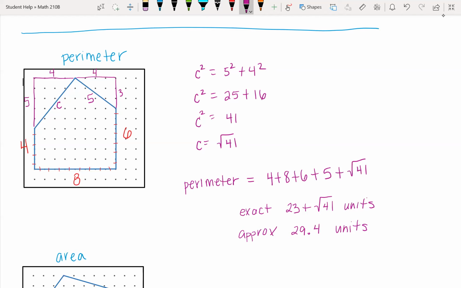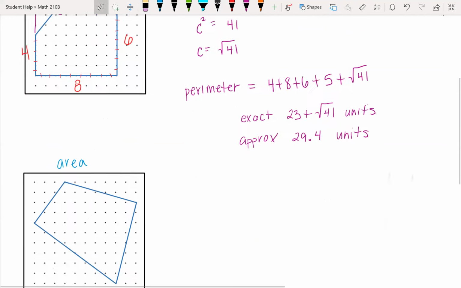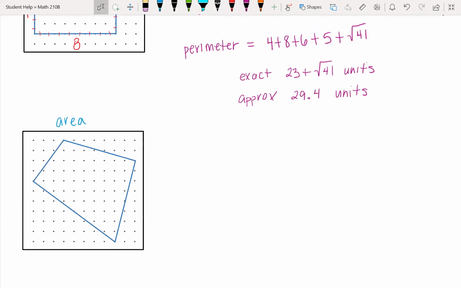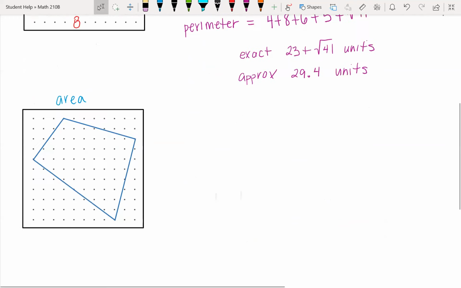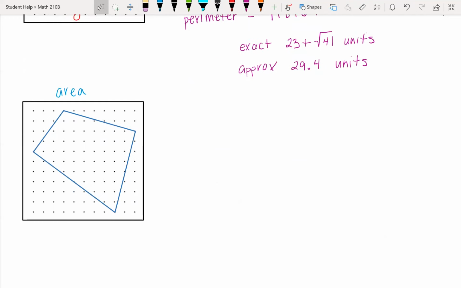All right, so that's the first example talking about perimeter. The second example was asking for the area. We had the formula that we used called Pick's formula that counted up boundary points and interior points. And some of you approached the problem in this manner, but I think the easier thing to do is to actually subtract off the triangles that are not included in this shape.